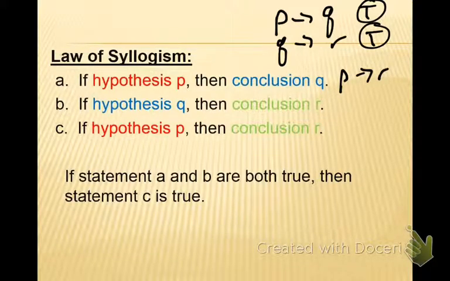It's a lot like the algebraic property, A equals B, B equals C, therefore A has to equal C. It's kind of the same thing. But we have to use the conclusion from the first conditional statement as the hypothesis for the second conditional statement. And then the first two statements have to be true.